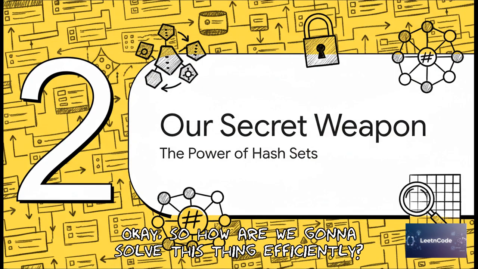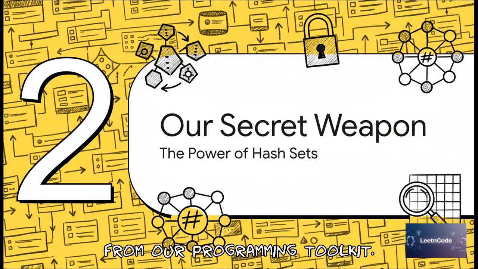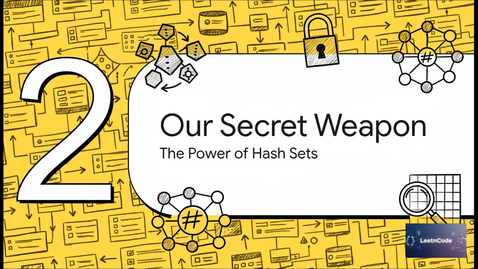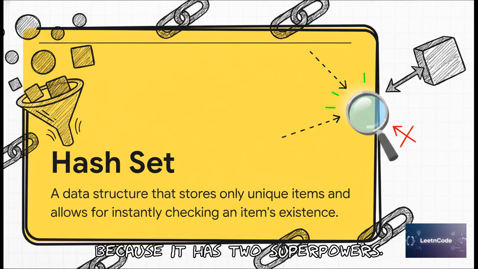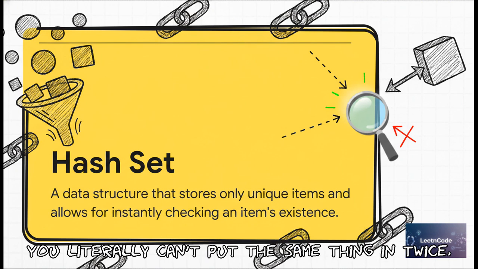Okay, so how are we going to solve this thing efficiently? Well, we're going to pull out a secret weapon from our programming toolkit. Let's talk about the incredible power of hash sets. A hash set is perfect for this mission because it has two superpowers. First, it automatically takes care of uniqueness for us. You literally can't put the same thing in twice.